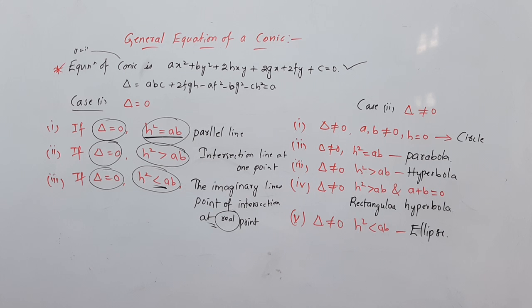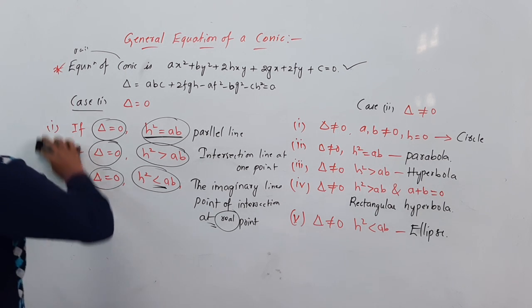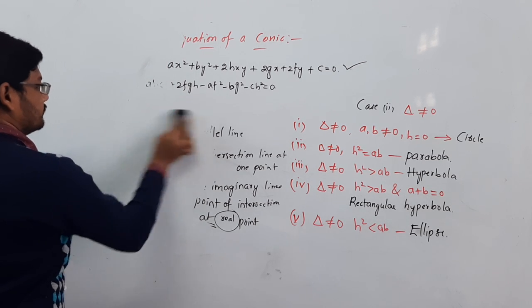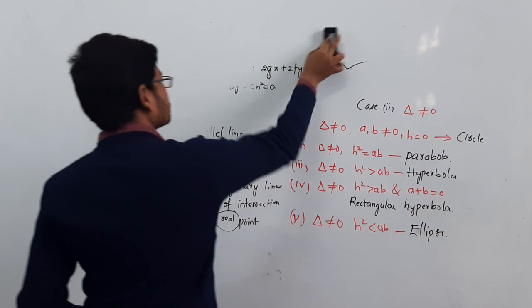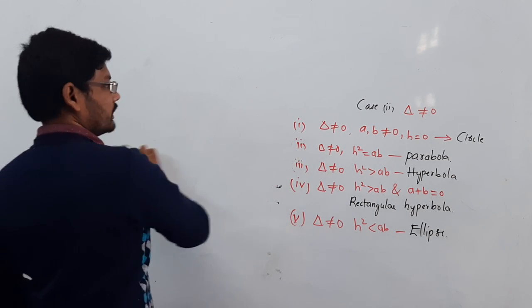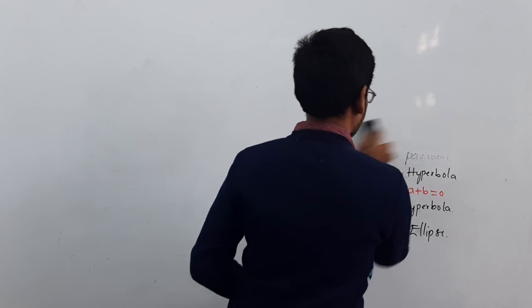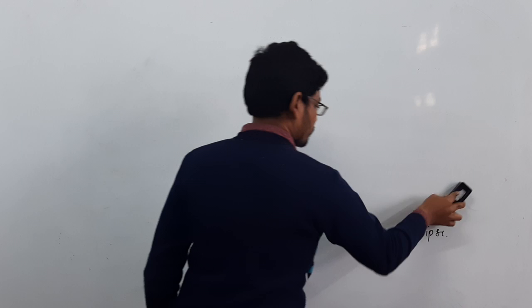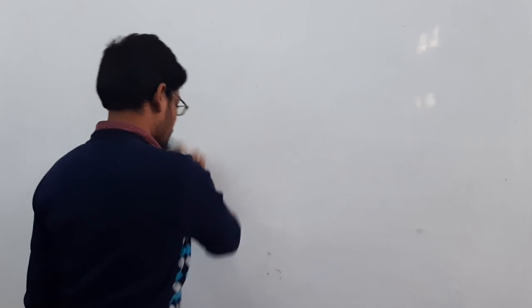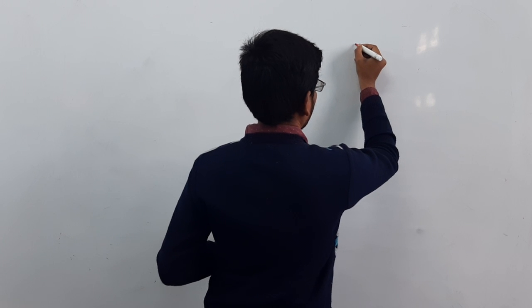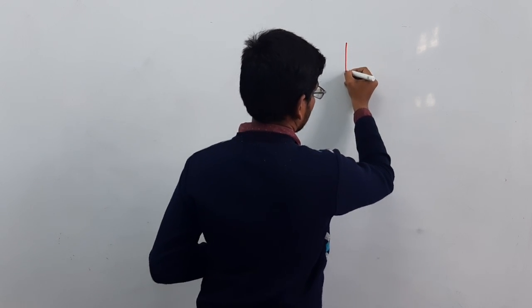This is all about the general equation of a conic here, and we will discuss the most important points of parabola one by one here. Now we have to discuss each and every point of a parabola. First of all, I would like to draw a parabola set.